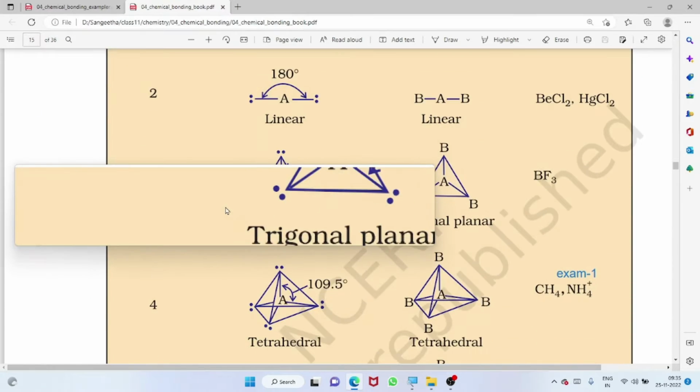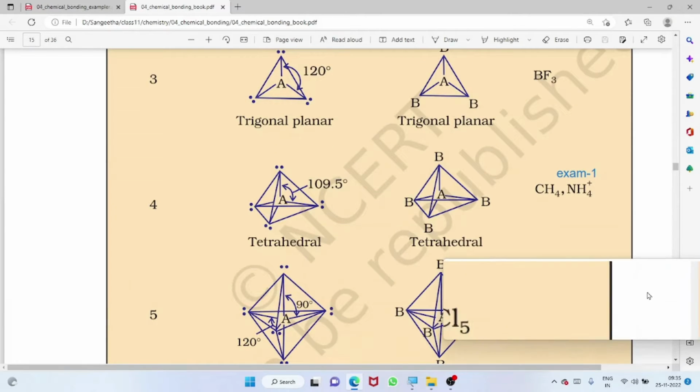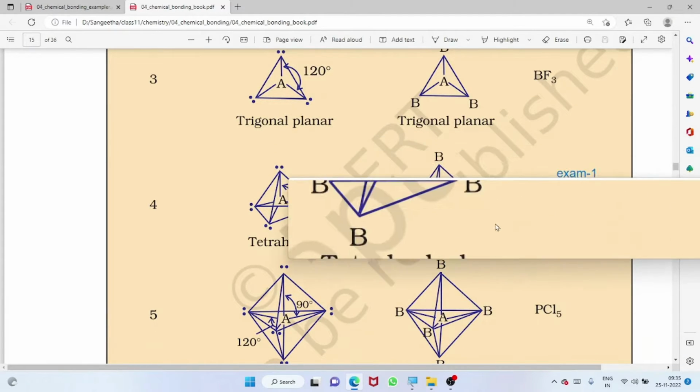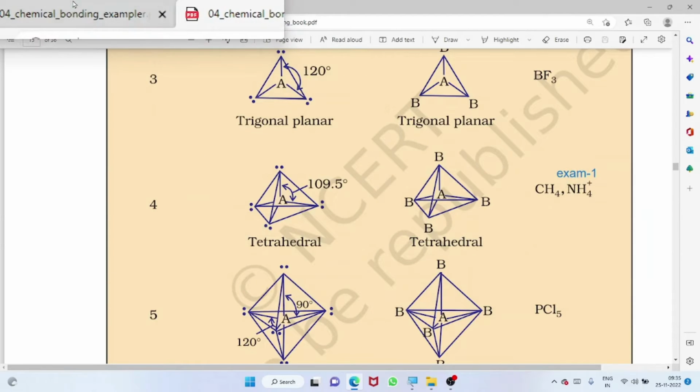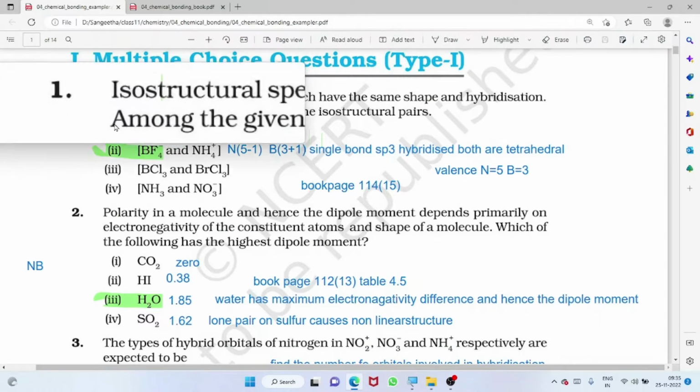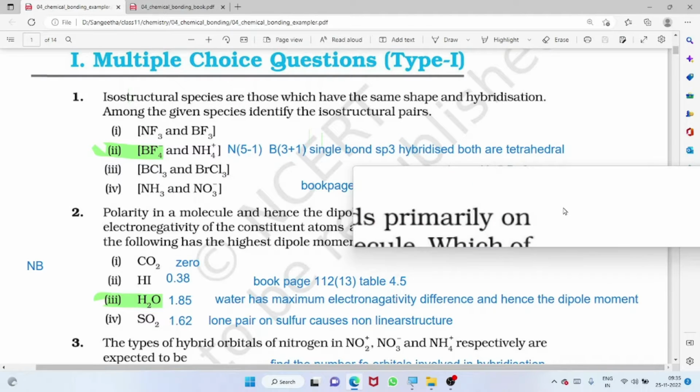If you have gone through the book, see here, they have given the structure of NH4 plus. So option 2 is the correct answer.